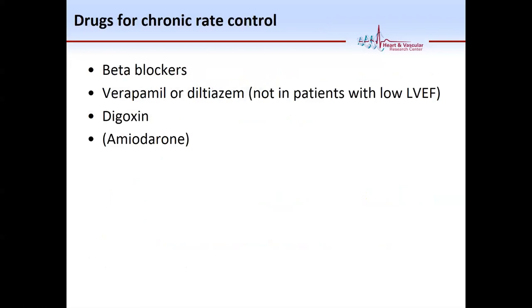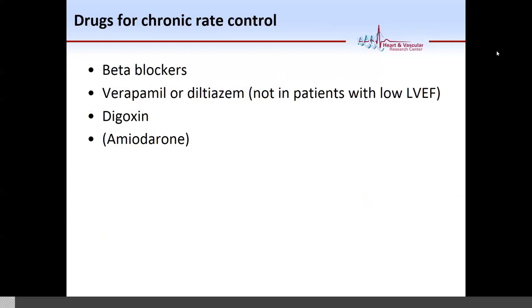What about more chronically? Well, chronically, beta blockers are quite effective for heart rate control. And if your patient does not have a low ejection fraction, you could alternatively treat them with verapamil or diltiazem or some combination of all those drugs, beta blocker plus a calcium channel blocker. Digoxin can be a useful extra to add on to get even better heart rate control.